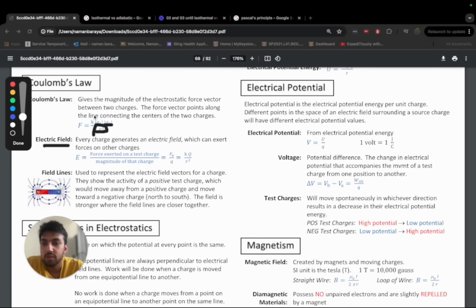Another thing that I always got confused about was this R. Does this R mean half the distance or the full distance? It means the full distance. So for this particle and this particle, the R is the full distance between them.